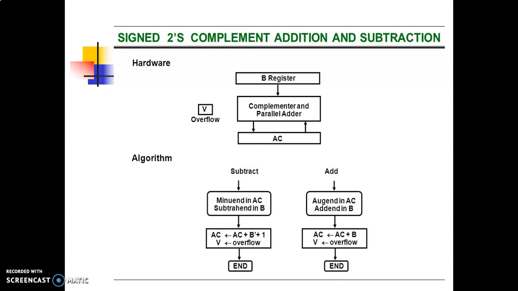The hardware implementation of this configuration is shown here. We designate the A register as AC, the accumulator, and the B register as BR. The leftmost bit in AC and BR represents the sign bit of the number. The two sign bits are added or subtracted together with the other bits in the complementer and parallel adder. The overflow flip-flop V is set to 1 if there is an overflow. The output carry in this case is discarded.